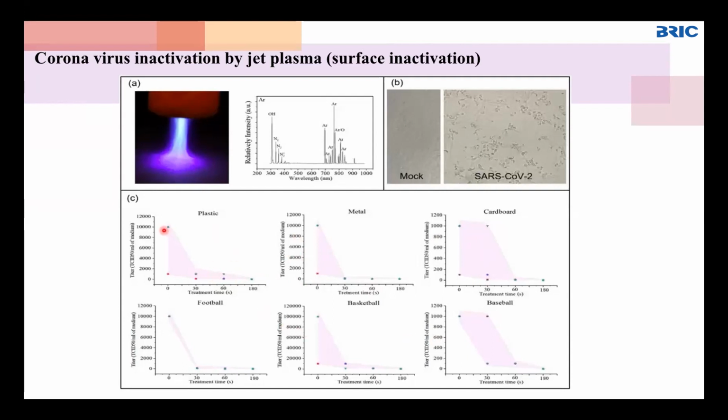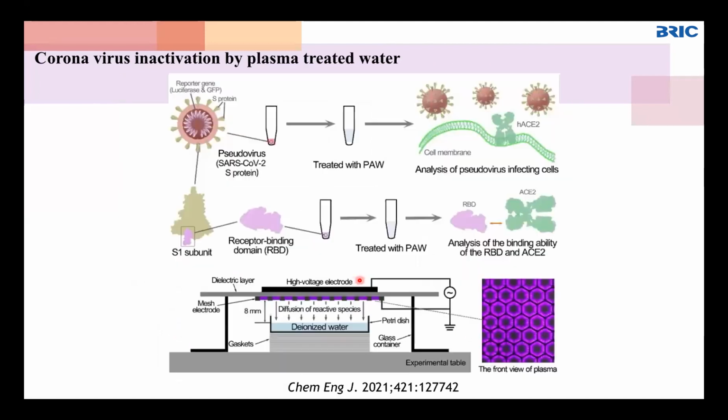Later we checked the effect and found significant inactivation of viruses on all six surfaces. You can see this graph: the red line shows after treatment and the blue line is before treatment. Significant reduction occurred on all surfaces. We found a very slight effect on the football, but otherwise on cardboard it had a big effect, as well as on baseball, plastics, basketball, and metals. So it shows that we can sterilize surfaces infected by viruses by using plasma.